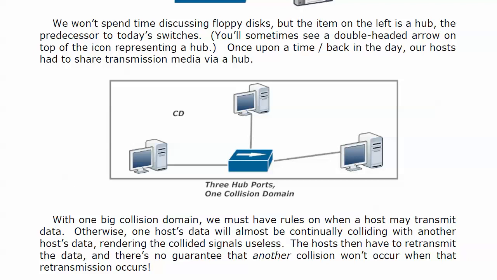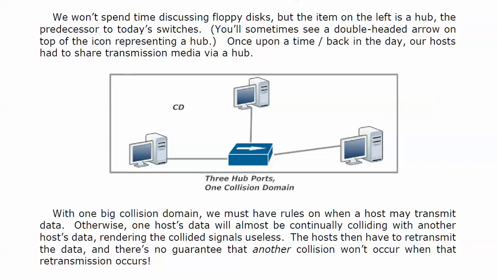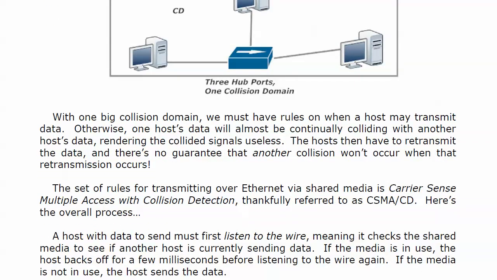And when we have that collision, the hosts have to retransmit the data, which is more work for them, slows the overall process down, and of course, there would be no guarantee that another collision wouldn't occur when that retransmission occurred. Now, the set of rules for transmitting Ethernet via shared media is carrier sense multiple access with collision detection. And thankfully, with that long-winded name, we refer to it as CSMA CD. And here's the overall process.